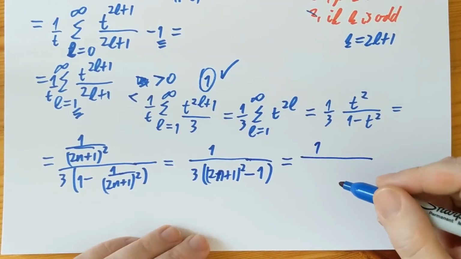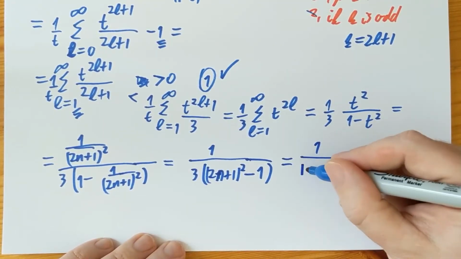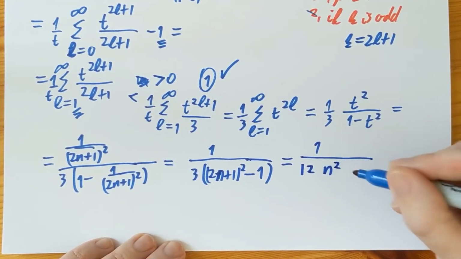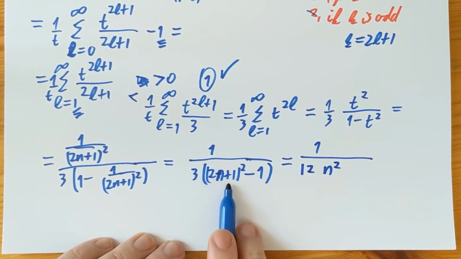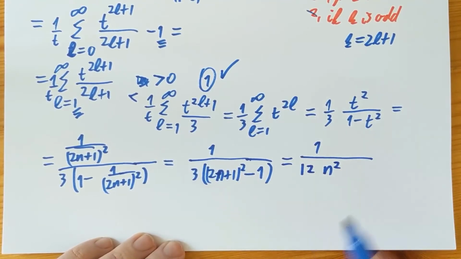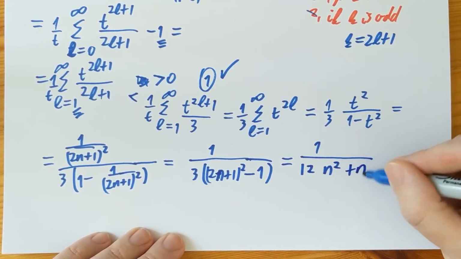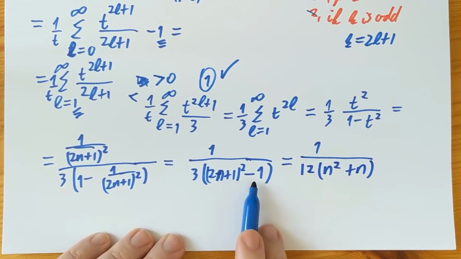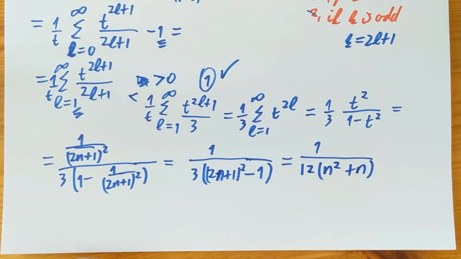Breaking up the square gives me a 4n squared, which together with the 3 is 12n squared, and it gives me a 4n, which together with the 3 is a 12n, and there is a 1 squared here which cancels with that one, so I don't even need to write that down. So all I have left is 1 over 12n squared plus n.